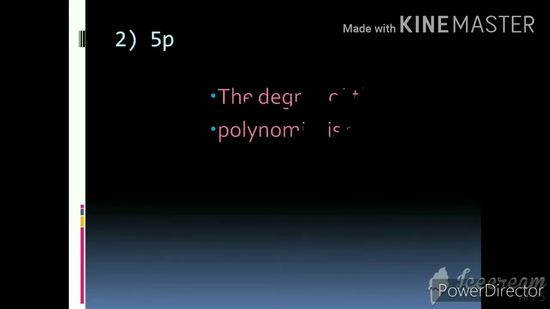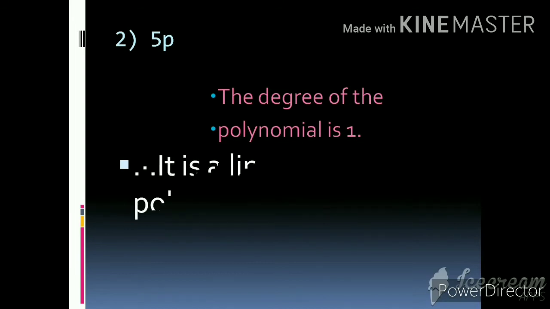Second one, 5p. Here children, the variable degree is 1. So 1 means it is a linear polynomial. The degree of the polynomial is 1. Therefore, it is a linear polynomial.